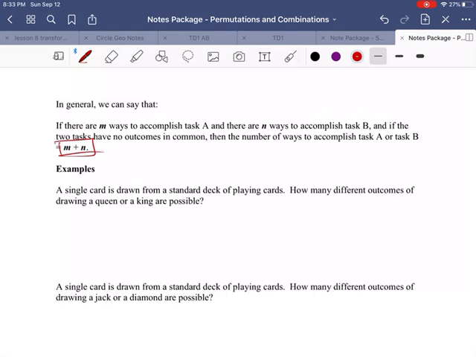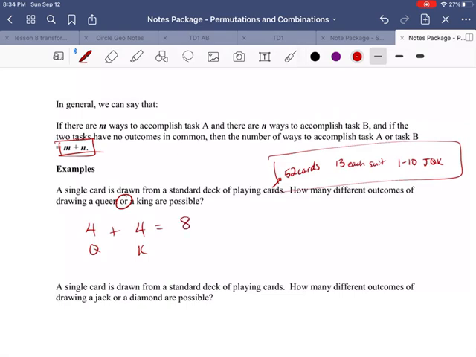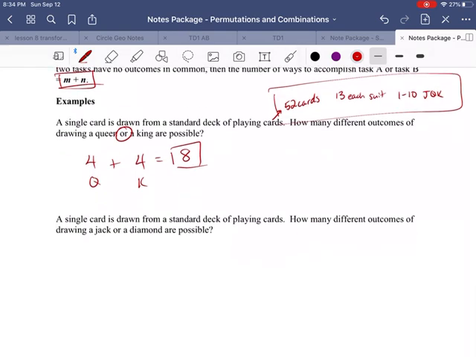So here's an example. A single card is drawn from a standard deck of playing cards. You need to know that there's 52 cards in a deck, and that there's 13 of each suit. There's 1 to 10, and then Jack, Queen, and King of each. That's common knowledge for this course. How many different outcomes of drawing a queen or a king? Well, there's 4 queens, and there's 4 kings. So if we add them together, there's 8 ways to get one of those cards.